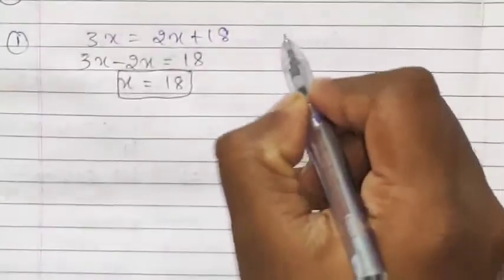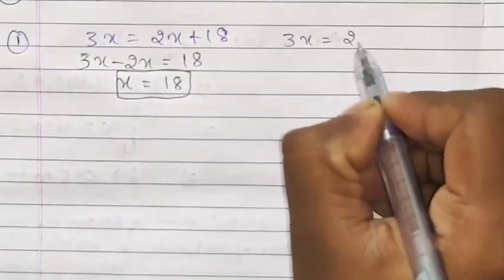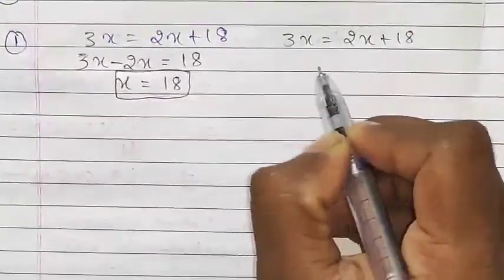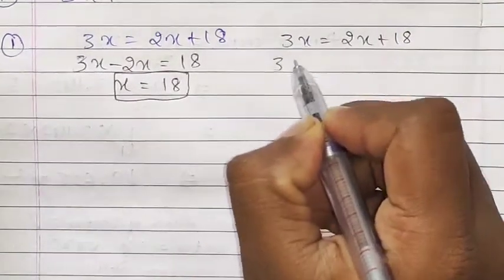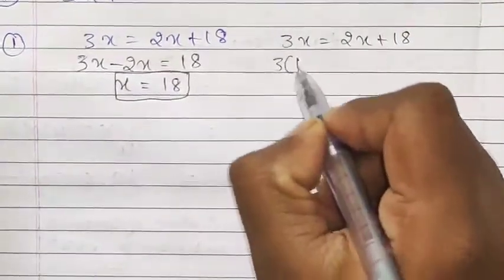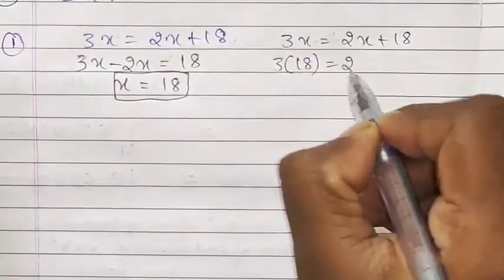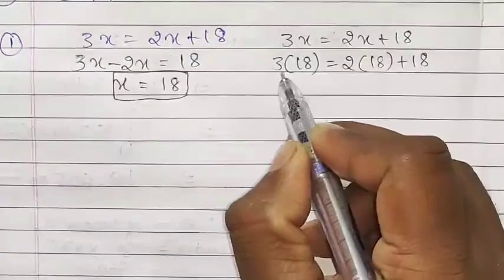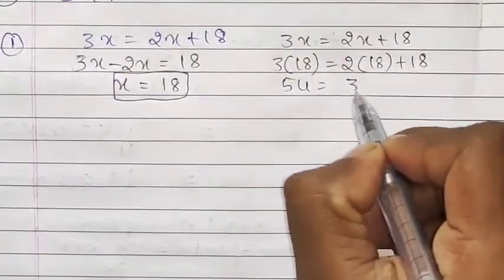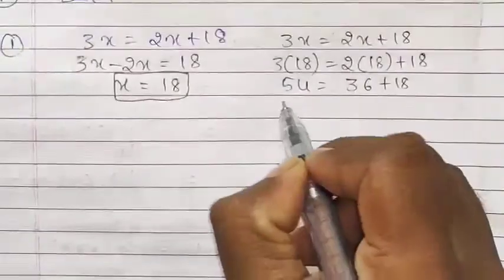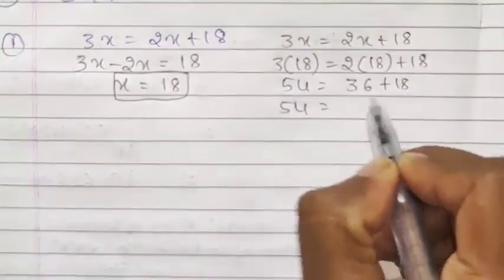Actually the given 3x is equal to 2x plus 18. I will substitute the value of x in x place. 3 into, wherever x is there I will substitute 18 now. 18 is equal to 2 times of x value, 18, plus 18. 3 18s are 54 is equal to 2 18s are 36 plus 18. 54 is equal to 36 plus 18.